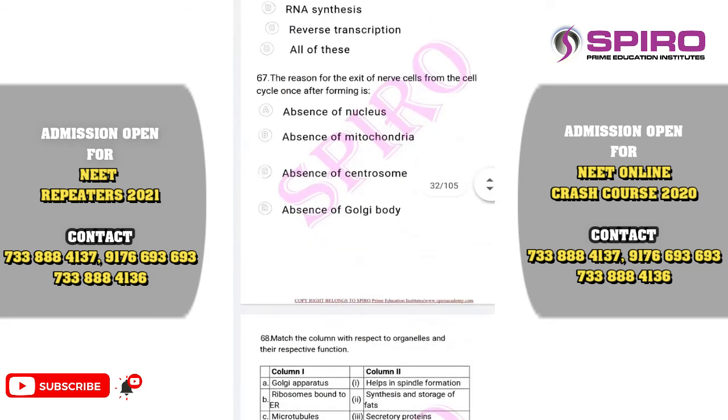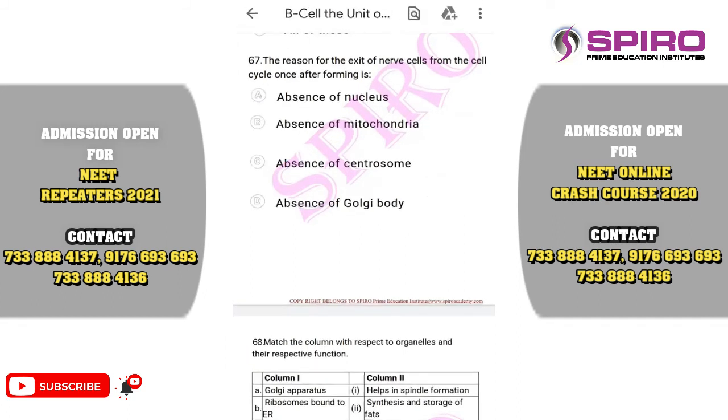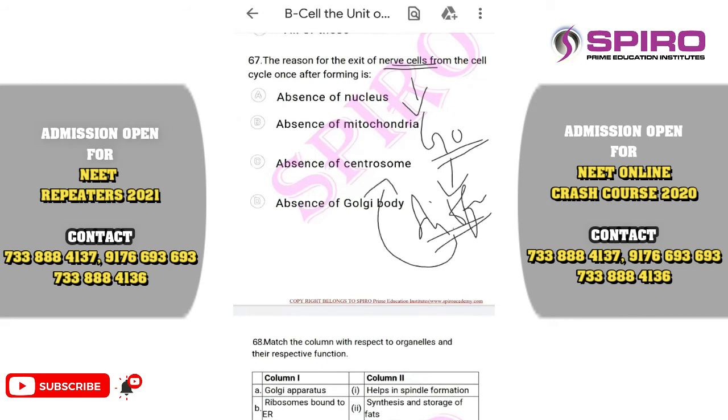The reason for the exit of nerve cell from the cell cycle once after forming is. So the nerve cell, already I have explained to you, is going to be present in the G0 phase because they are going to get differentiated. Differentiated cells are normally present in the G0 phase. And one more reason why this nerve cell exits from the cell cycle, it is not exit, it is going to be suspended from the cell cycle, is because it is going to lack the centrosome. Okay, that is a very important reason. So the correct option is option C.